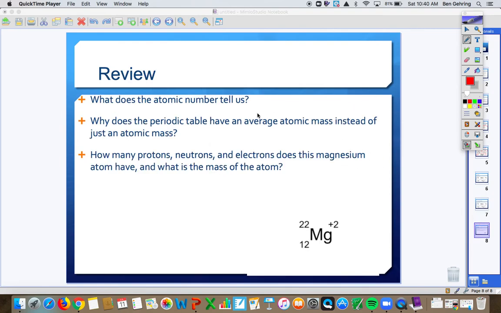What I would like you to do as a review, make sure you can tell me, what does the atomic number represent? Why does the periodic table have an average atomic mass instead of just the mass number? And then how many protons, neutrons, electrons does this element have, along with what is the mass of my atom here? Make sure you can answer those, and I will see you next time.